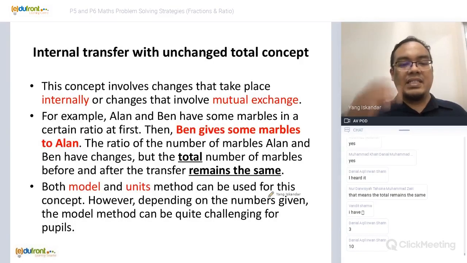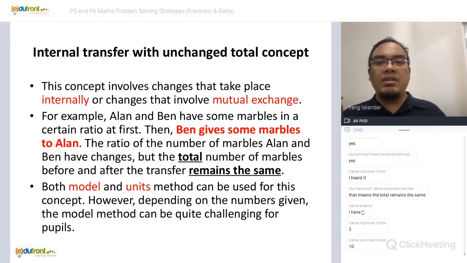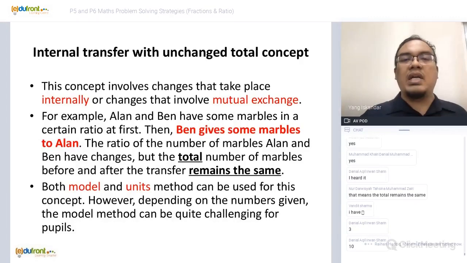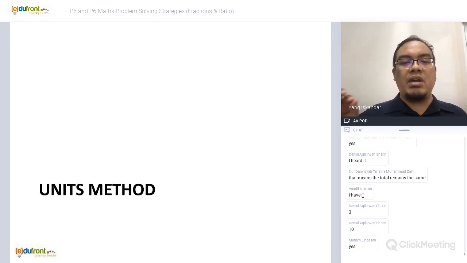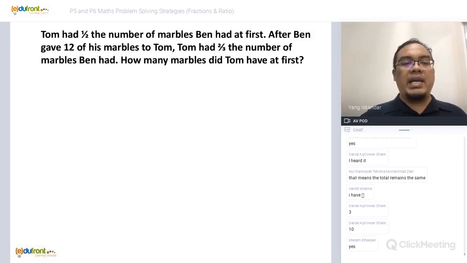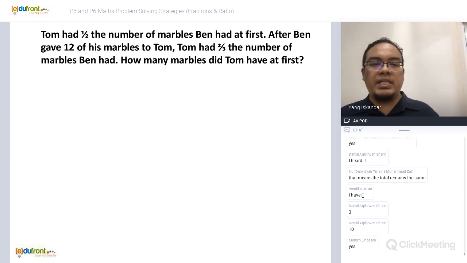Alright, class? Now in this strategy, you can use 2 methods. You can use model or units method. But the model method is a little bit complex, very challenging, very difficult. So you can use the unitary method. I'm going to show you the units method, a shortcut method. You can do it very, very quickly. Okay, let's see how to solve this question.